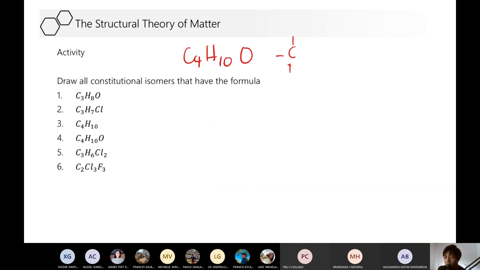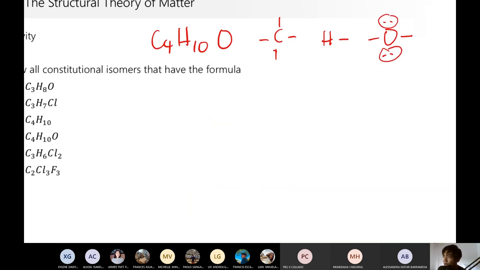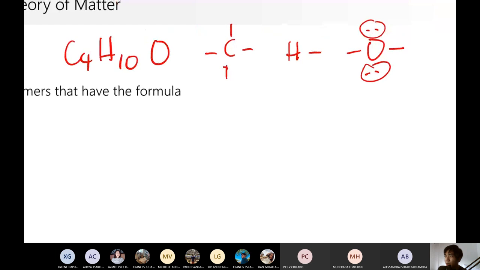We have carbon that can form 4 bonds, hydrogen that can form 1 bond, and oxygen that can form 2 bonds. Tapos may 2 lone pairs siya. Gawa tayo ng mga isomers niyan, C4H10O. So, the first molecule na pwede natin gawin is the carbons are connected. Dugtong-dugtong yung mga carbon. Gawa tayo ng carbon backbone.